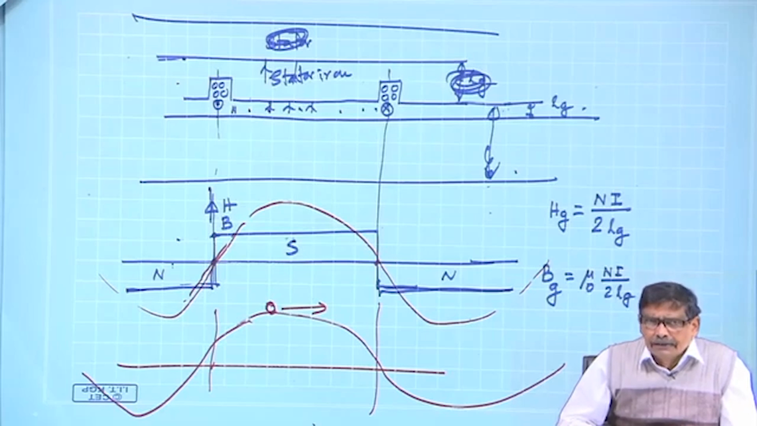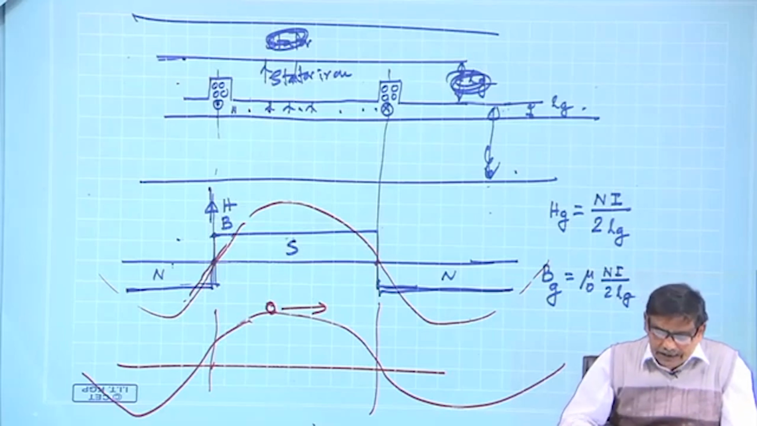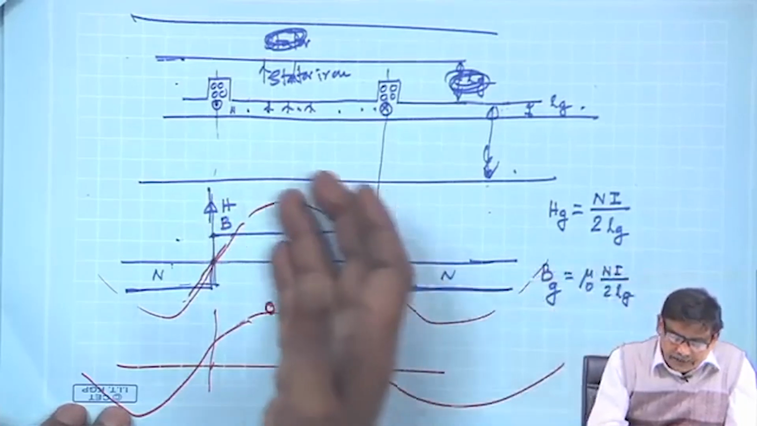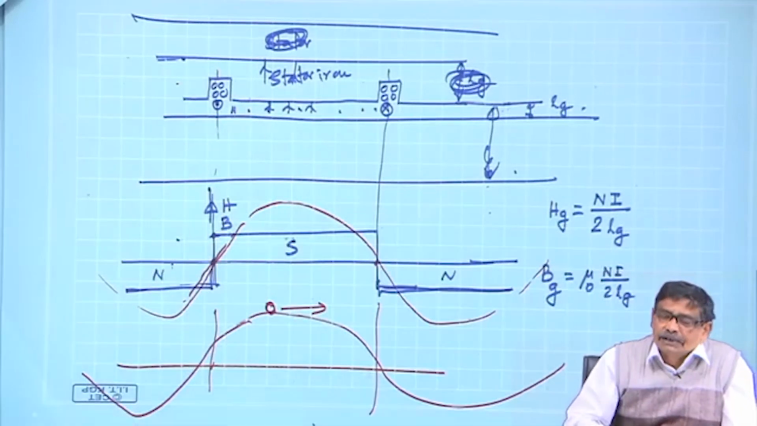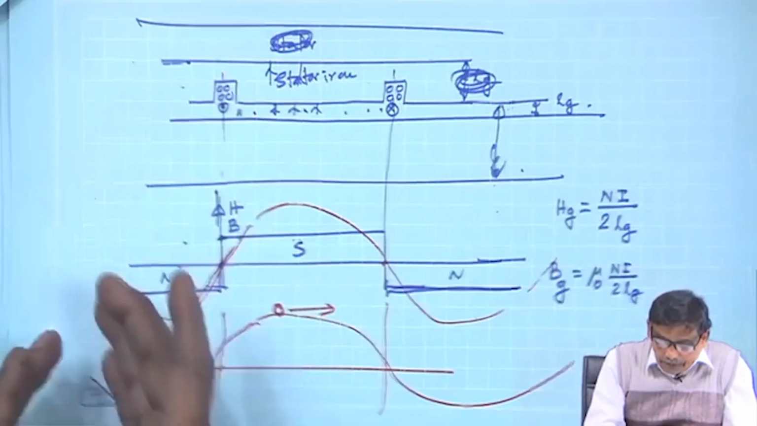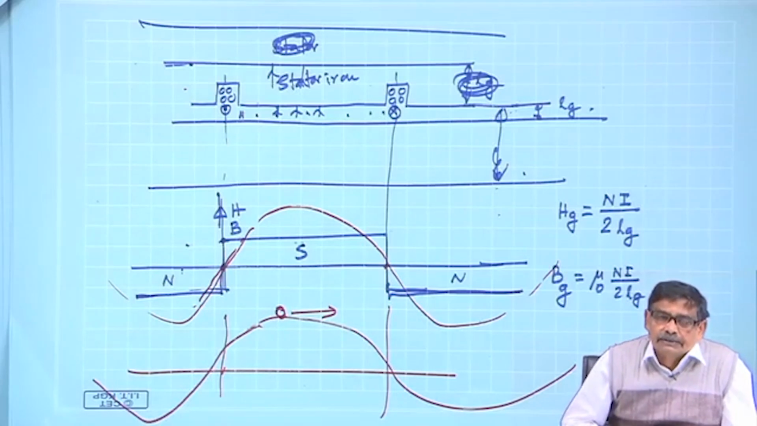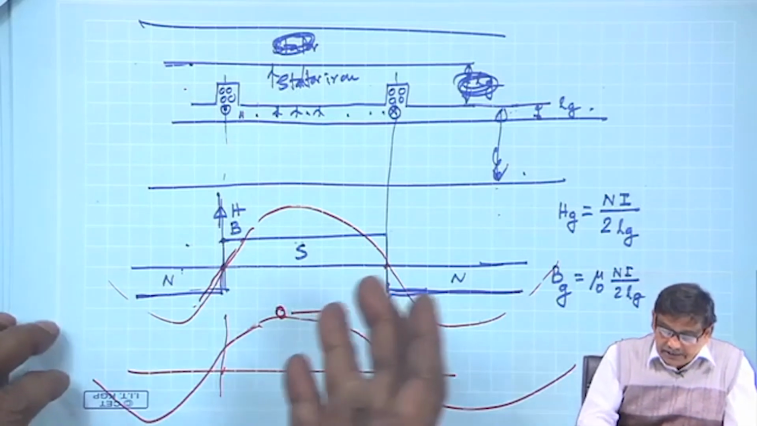And the idea is whether this B can be made a very nice smooth sine wave like this. What can be done is that an approximation to this sine wave we will try to get, and that I will discuss in the next class.